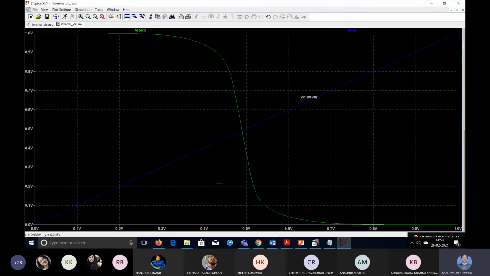So these are a few important points which we have to understand from the CMOS inverter characteristics, and that is also clear now. In theory also we discussed the same thing. So now from my side it is done.